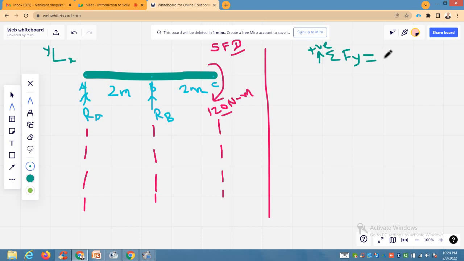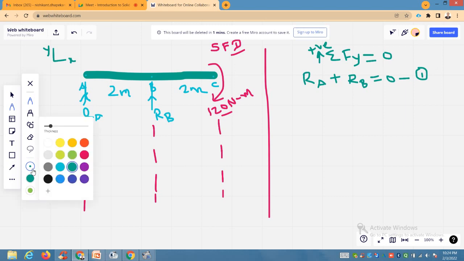The sum of all the vertical forces about any point equals 0 as the beam is in equilibrium. So RA is acting in upward direction, RB is acting in upward direction. So you can write here RA plus RB equals to 0. So this is your equation number 1.